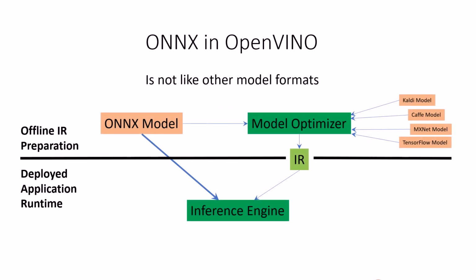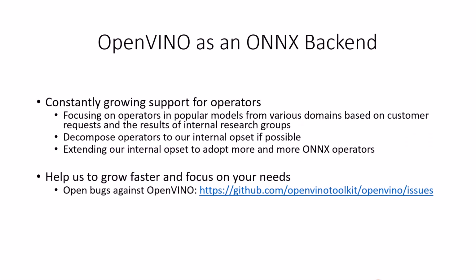Thus, OpenVINO IR and ONNX files are completely interchangeable from the inference API perspective, and the user can choose whether to convert from ONNX to OpenVINO IR in an offline step, saving time to the first inference in the target application, or to load the ONNX model directly and spend some time on conversion. The latter unlocks more rapid prototyping.